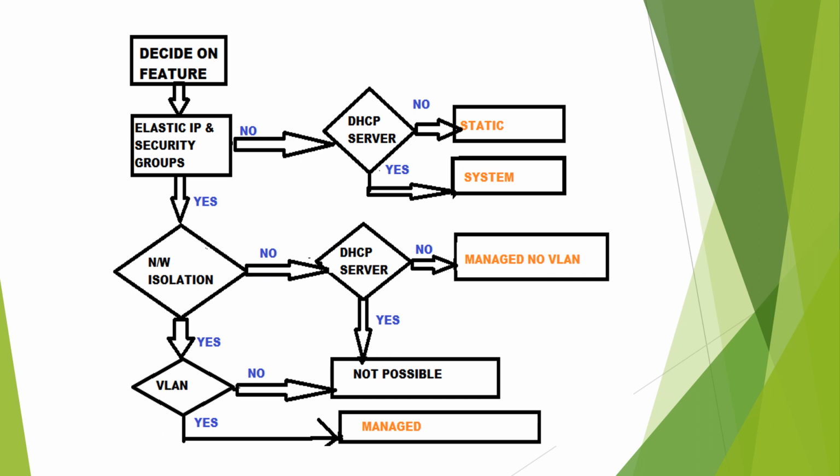Now, if it is not using the Elastic IP and security group services and using the dynamic host configuration protocol service, then it is the system mode. Now, if it is using the Elastic IP and security groups and not using the network isolation and not using the DHCP server, then it is the managed no VLAN mode, or managed no virtual local area network mode.